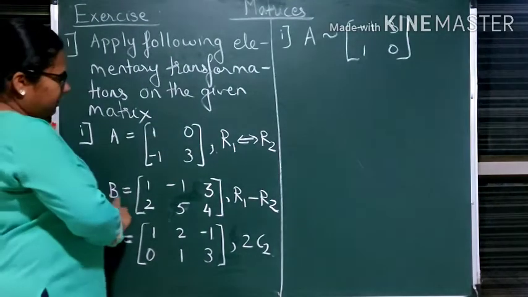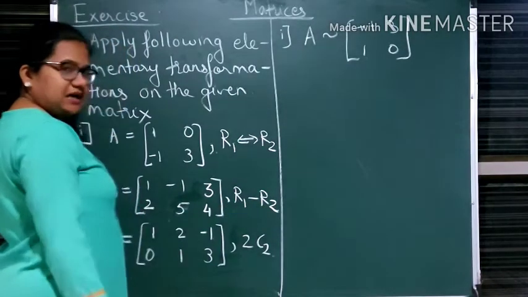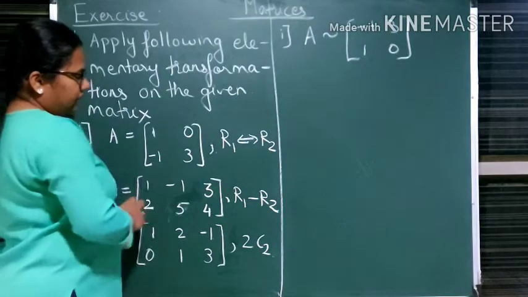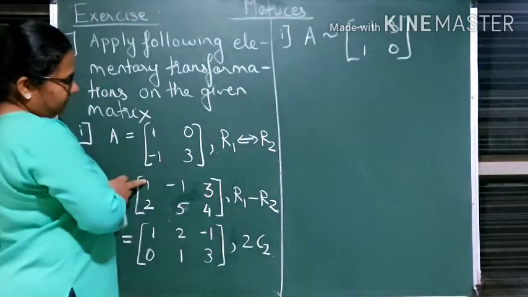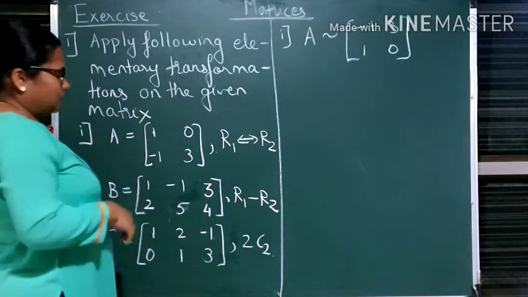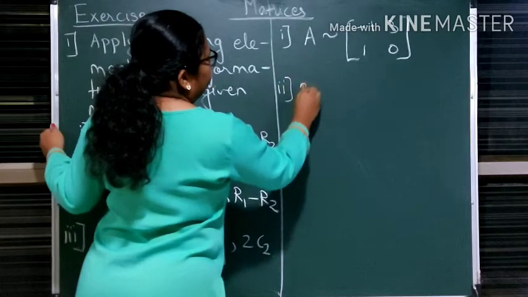Now matrix B, what is the operation you are supposed to apply? You are supposed to apply R1 minus R2. So which row is getting changed? The first row will get changed. You are supposed to subtract the first row elements by the second row elements. So corresponding elements you have to subtract. So what will be the second equivalent matrix?